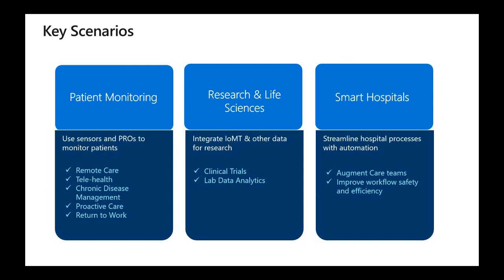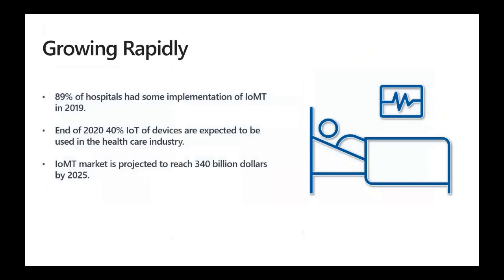Another pillar that we see is in research and life sciences, specifically around clinical trials and lab data analytics. And then third, there's a whole category of smart hospitals. We're not going to really focus on that for this presentation, but just want to make you aware that it's out there. Another thing to call out is the use of IoT and IoMT devices within healthcare is growing rapidly. It's projected to reach $340 billion by the end of 2025. So it's a very exciting and growing space.